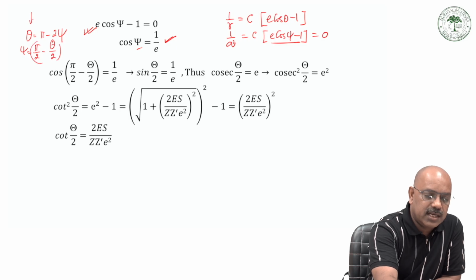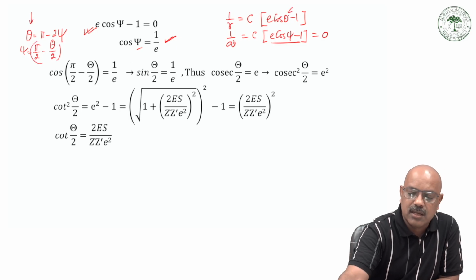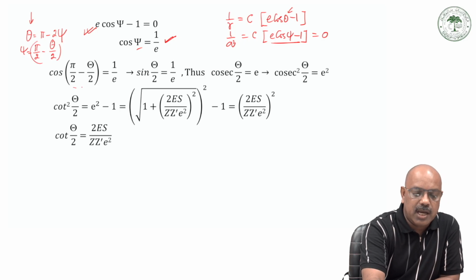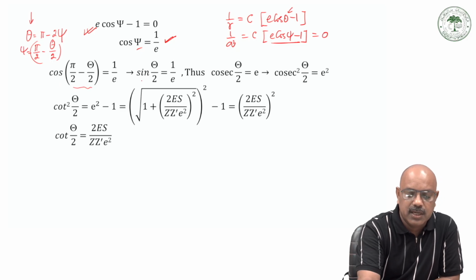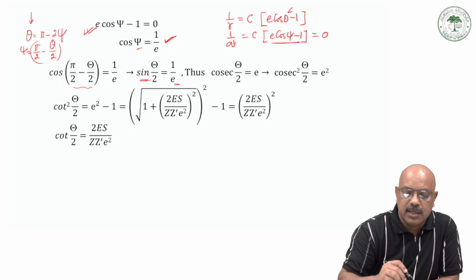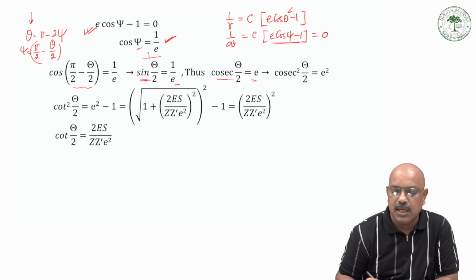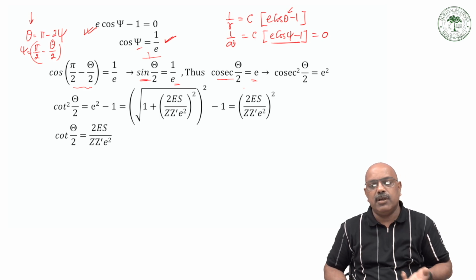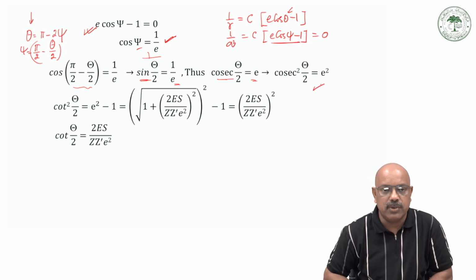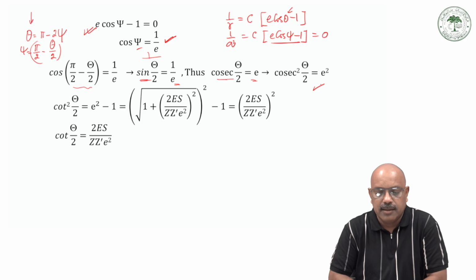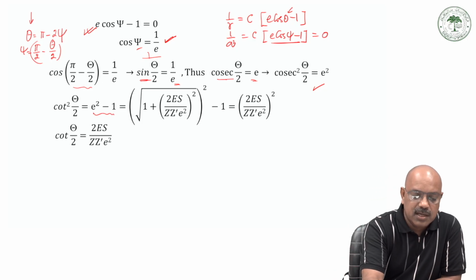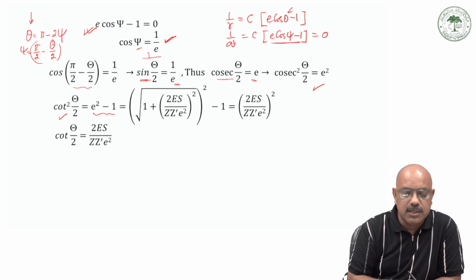So now this is the scattering angle, not this angle theta. So this is pi by 2 minus theta by 2. So cos of pi by 2 minus theta by 2 is going to be sine theta by 2, which is 1 by e. Then I can write 1 upon sine theta by 2 is cosec theta by 2, which is going to be e, and if I square this, cosec square theta by 2 is going to be e square. And then e square minus 1 is cot square theta by 2.